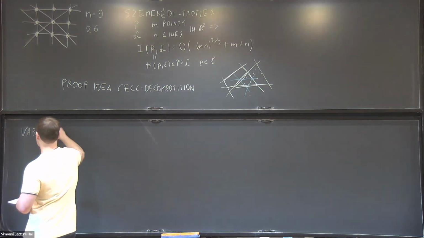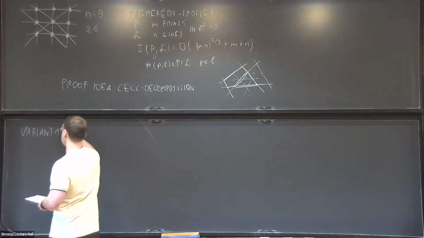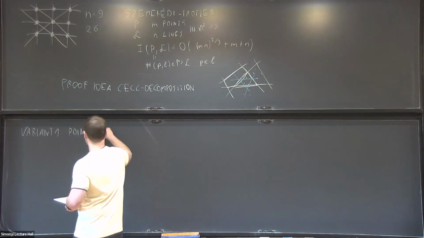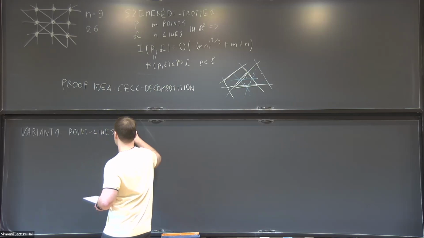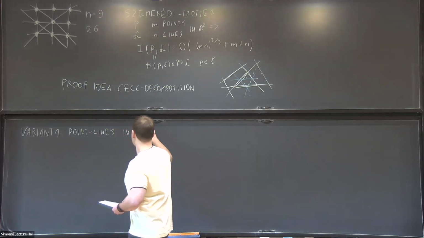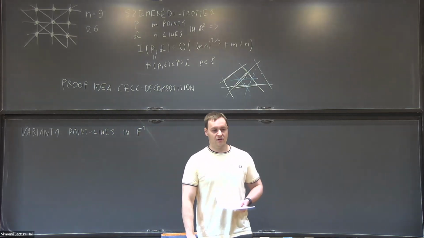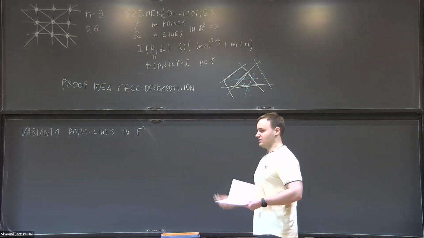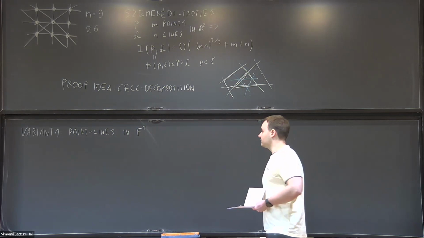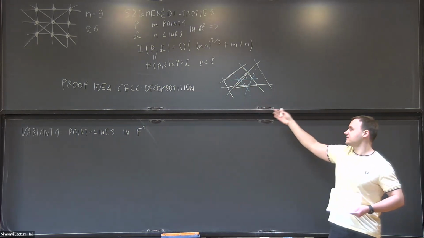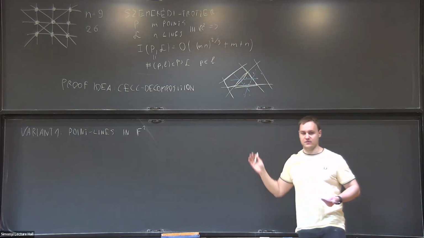So let's talk about this variant. Let's call this the first variant, where these points and lines are in F squared, where F is some arbitrary field. I can immediately see that if you take, for example, a finite field, this proof immediately breaks down because this proof is very geometric. It really uses that we are working on a plane.